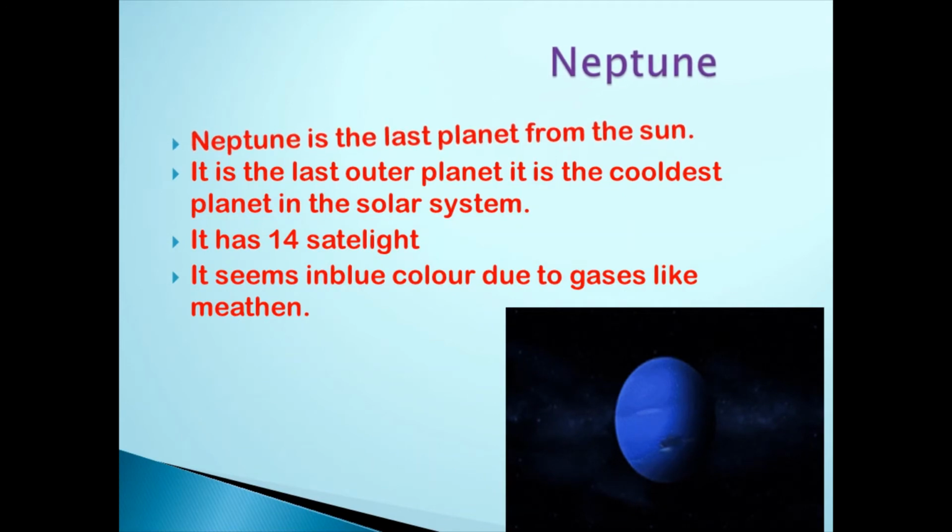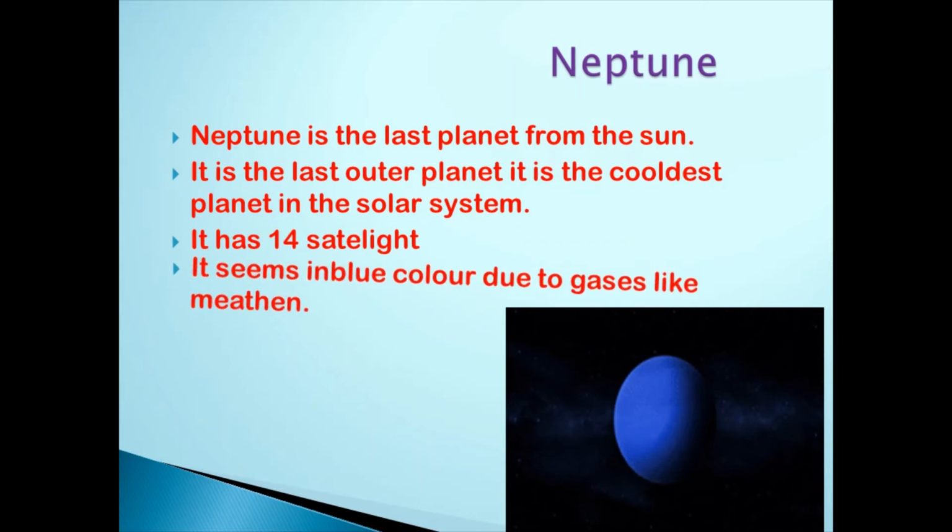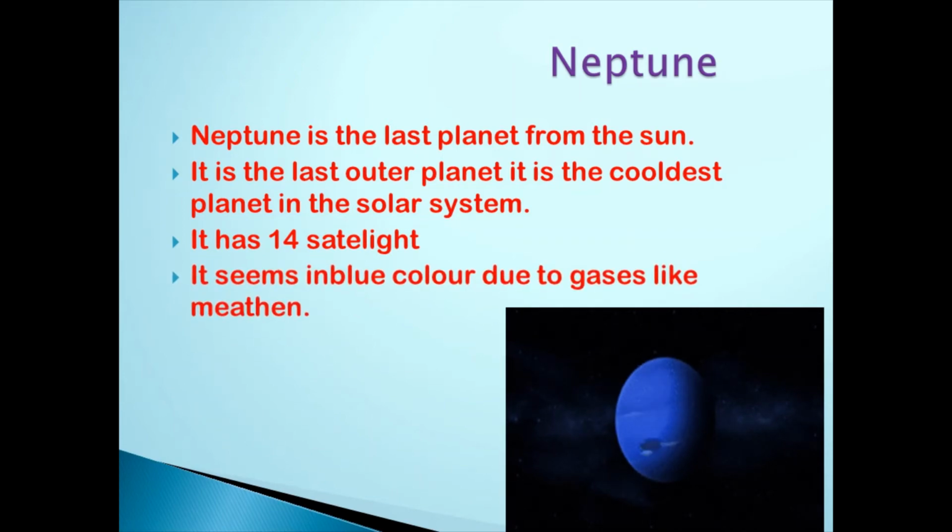Neptune. Neptune is the last planet from the Sun. It is the last outer planet. It is the coldest planet in the solar system. It has 14 satellites. It looks blue in color due to gases like methane.